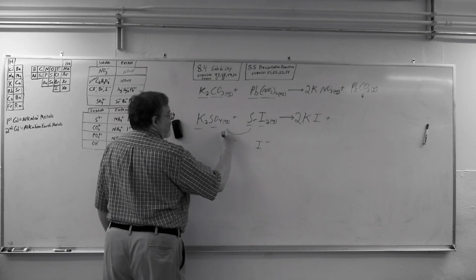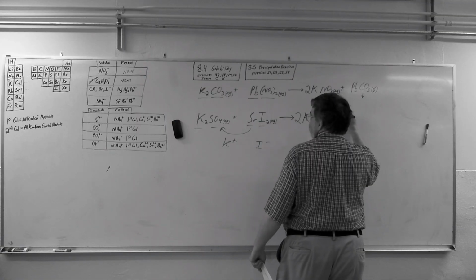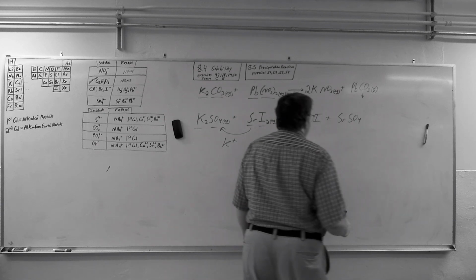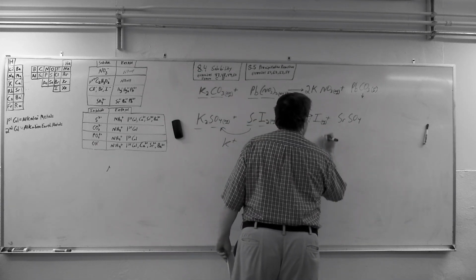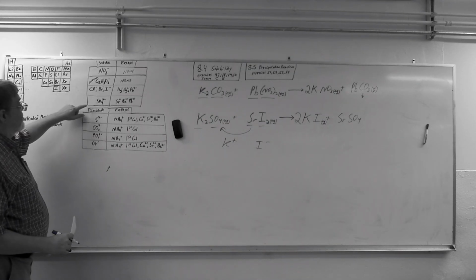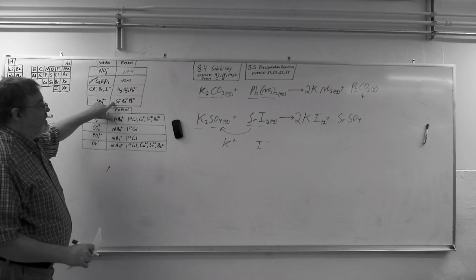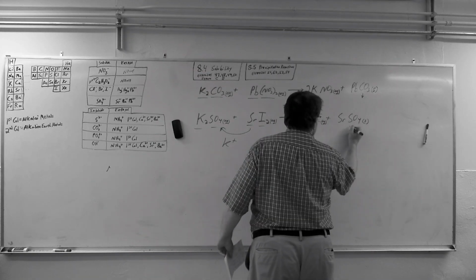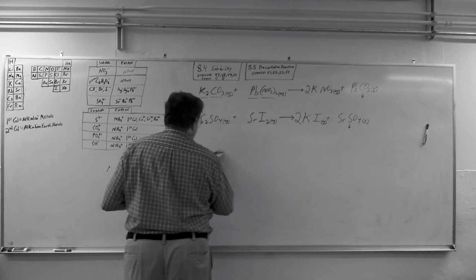Okay, now we have Sr and SO4. Those are both two valent, so Sr. Okay, KI, that's soluble, so aqueous. SrSO4, this is insoluble, so it's solid. So that's our precipitate. So far, we haven't run into a no reaction.